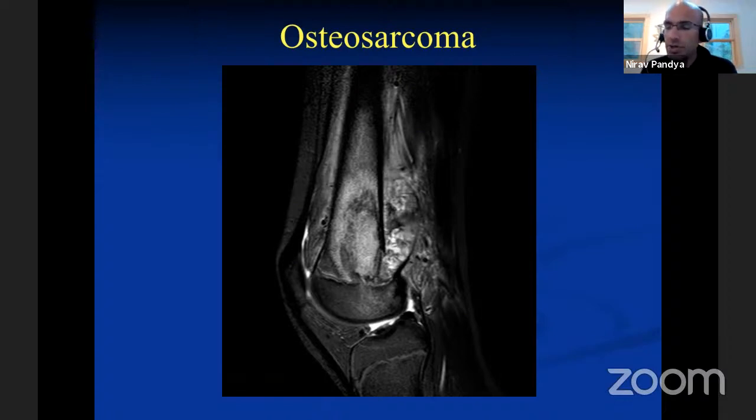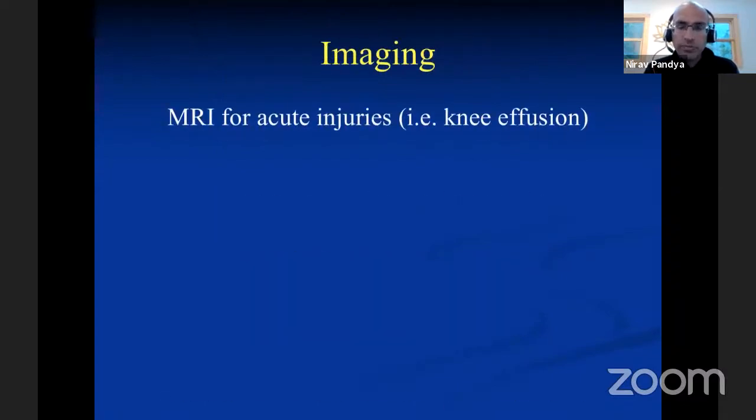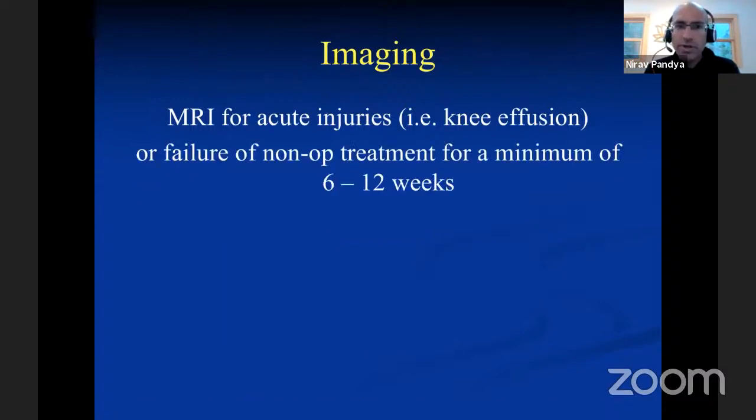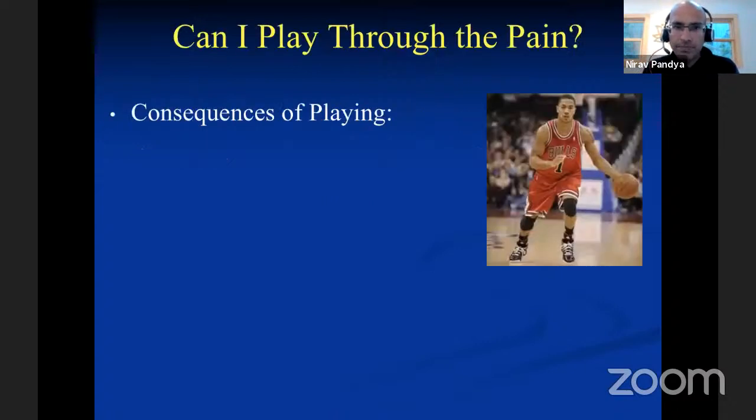So just make sure to get imaging as well, just to rule out some of those pathologies. In terms of MRIs, particularly here in the US, a lot of parents will come in asking for MRIs. I really will reserve MRIs for your acute injuries or if they've failed non-operative treatment. And I've kind of shifted to more 12 weeks than necessarily 6 weeks. A lot of times when kids come back after 6 weeks, they've just started physical therapy a week or two ago, or they haven't really rested. So typically 12 weeks if they fail non-operative treatment.